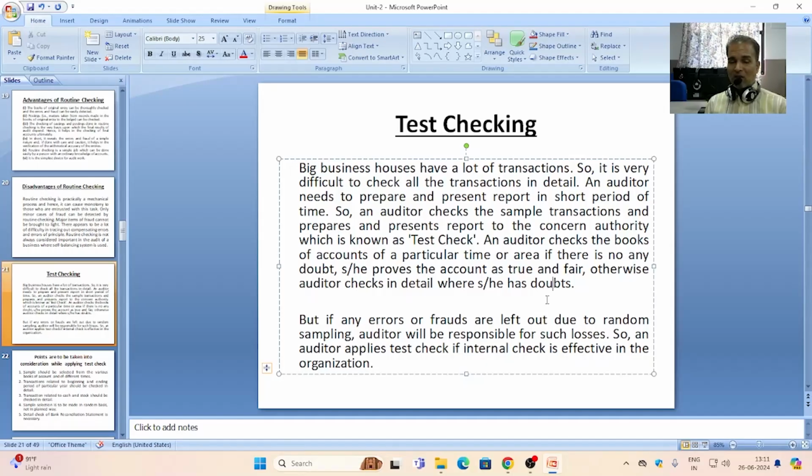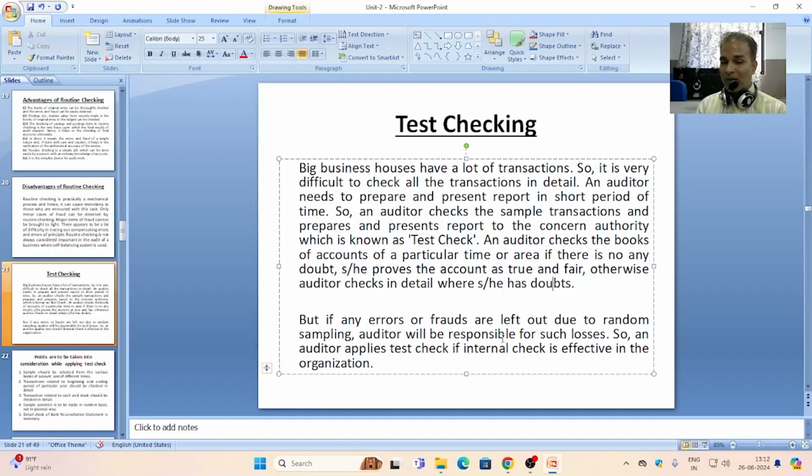So in test checking, the auditor doesn't check each and every transaction, but takes some transactions as a sample and audits all those test transactions and forms an opinion. But in test checking, the auditor has to use techniques so that each and every data item has a chance to be selected in the sample, because the sample represents the rest of the population of transactions. But if any error or fraud is left out due to random sampling, the auditor will be responsible for such losses.